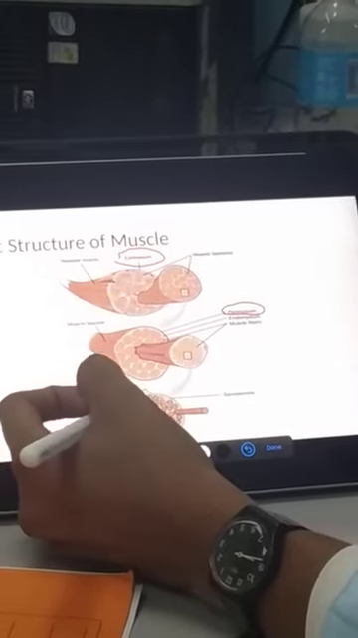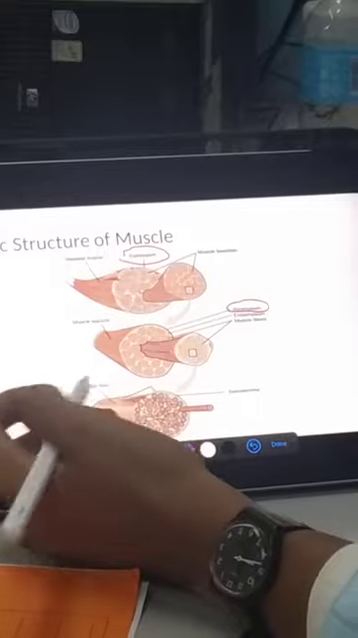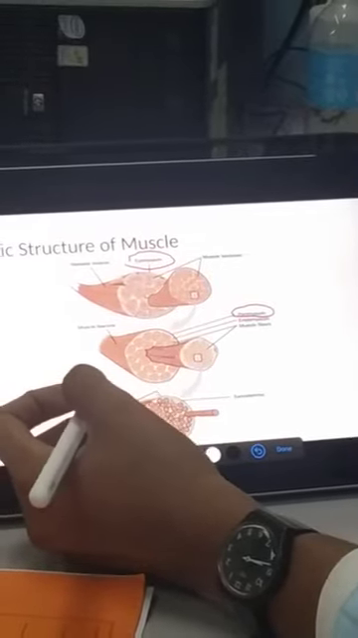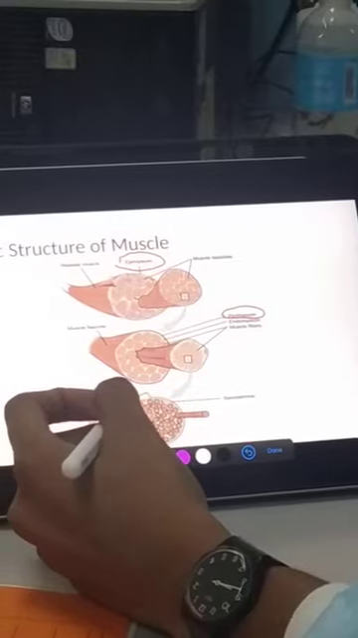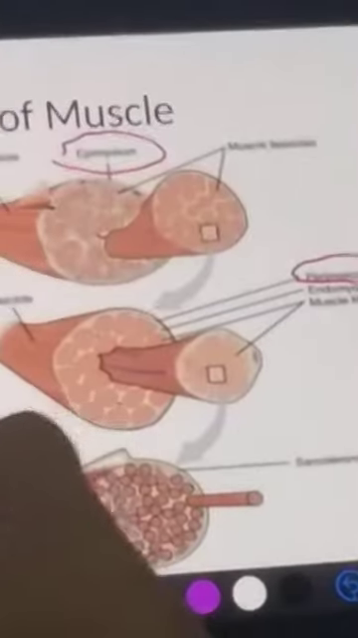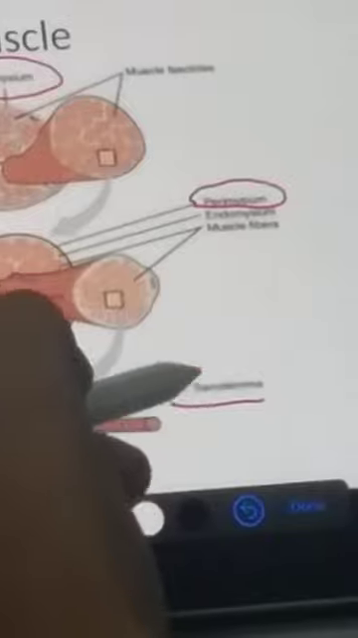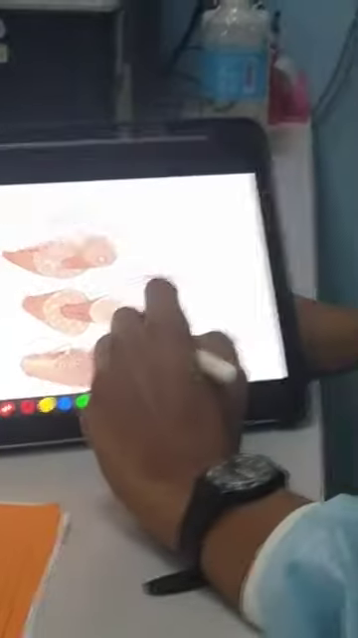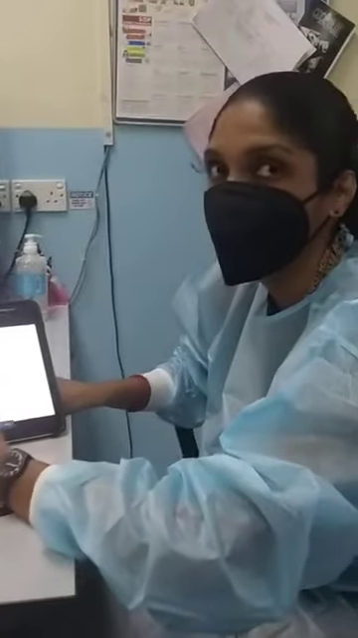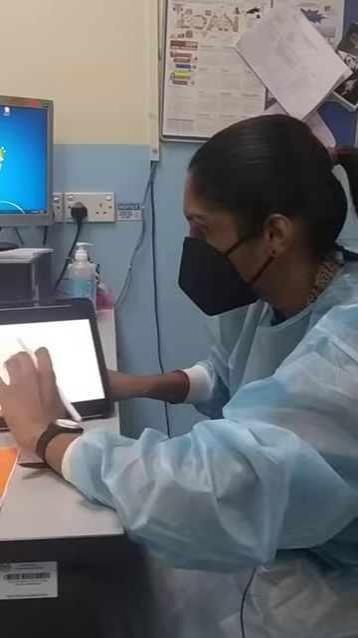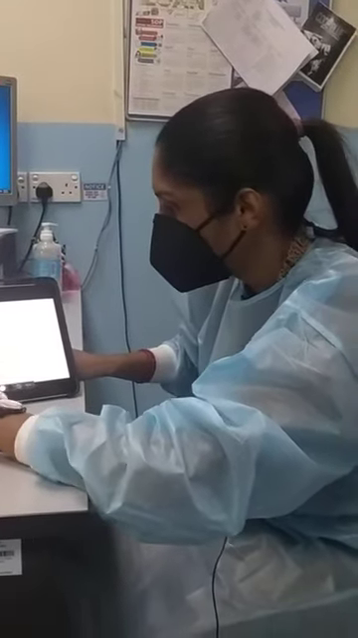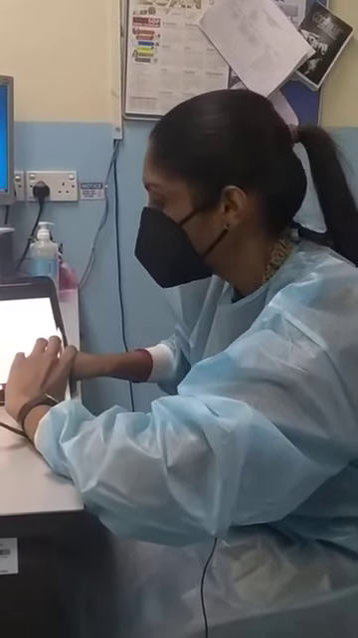This muscle fiber is also known as a muscle cell. Covering the muscle fiber, we have an outer part called the sarcolemma. It's from Greek: sarco means muscle, and lemma means sheath. So this is the basic structure of muscle, which is important in the contraction of the skeletal muscle.